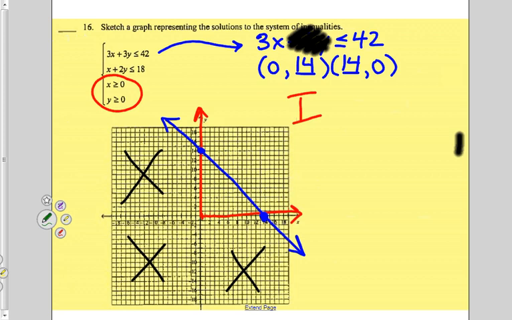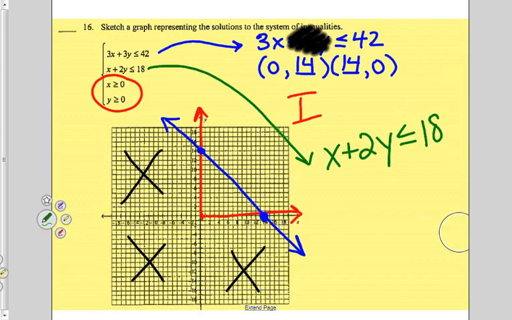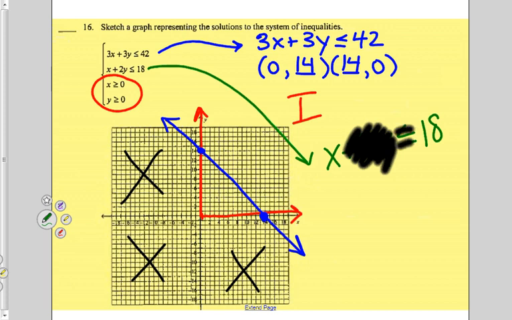Let's do the green one. And why don't we do the cover-up method once again? I didn't shade yet. We'll get to the shading in a minute. All right? Let's do the green one. If I covered up y, what would x equal? It says less than or equal to. Pretend it's just equal. What's x? So 18, 0 is the x-intercept.